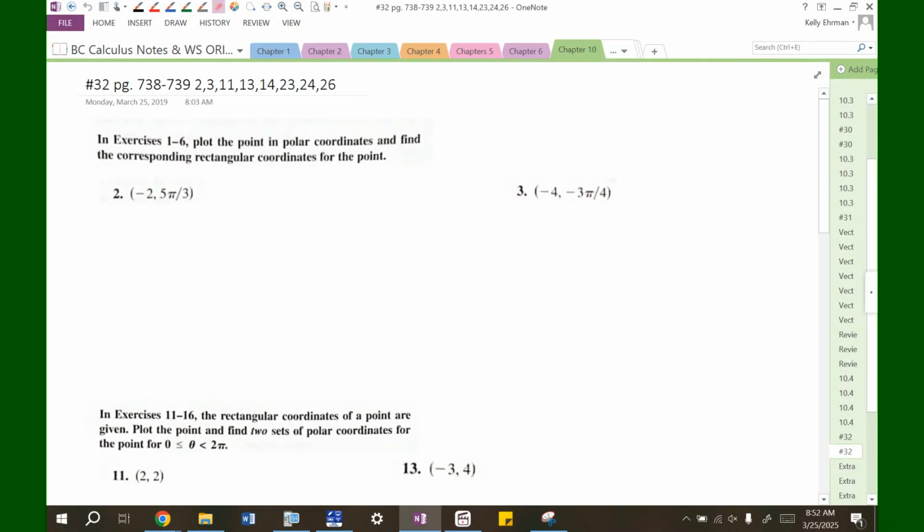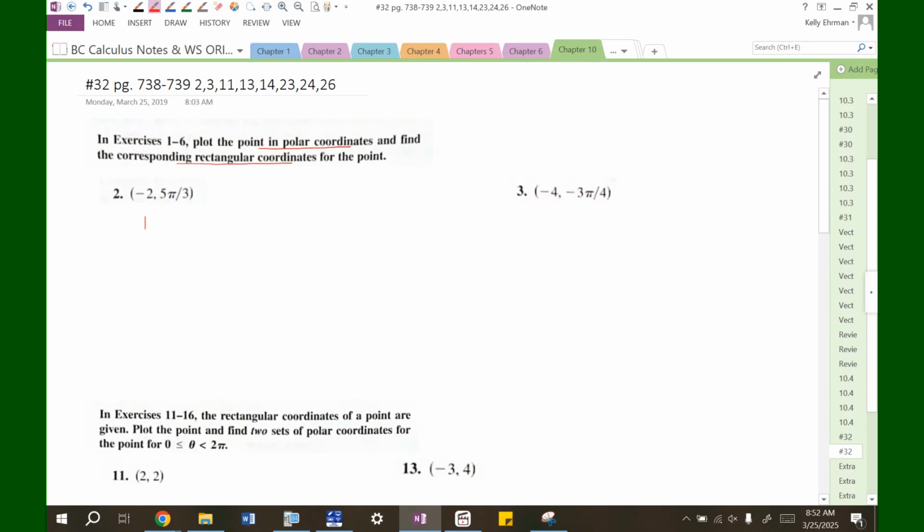This is homework number 32. This is kind of a quick assignment, just reviewing what we did back in pre-calculus, how to work with polar coordinates and how they relate to rectangular coordinates. So plot the point in polar coordinates and find the corresponding rectangular coordinates for the point.